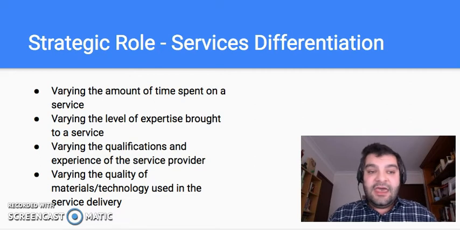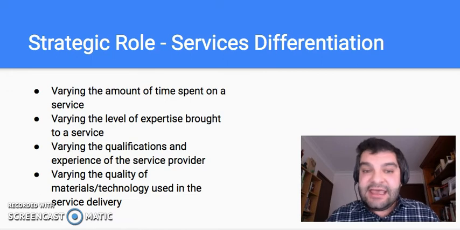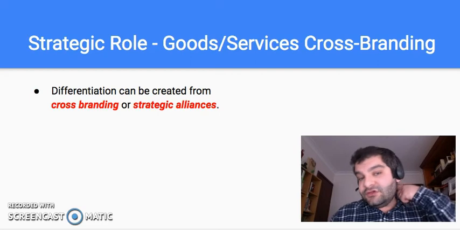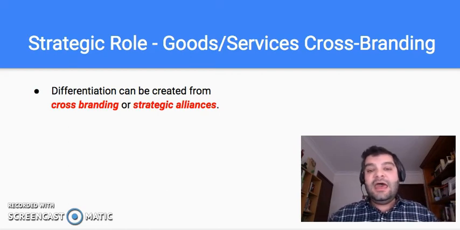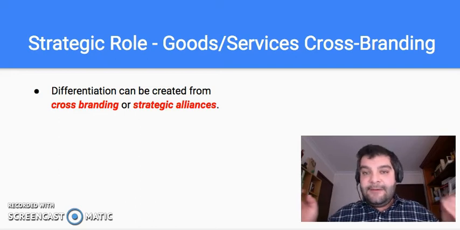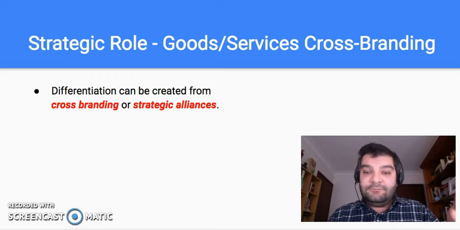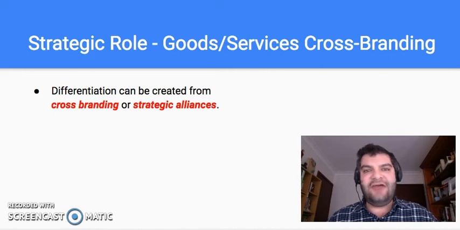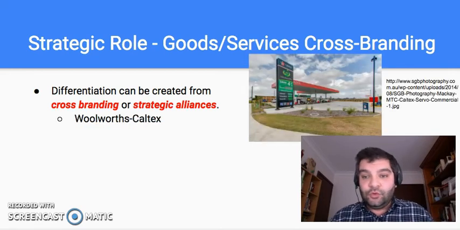And finally, another way that operations management is strategic is through cross-branding. Now, this can also be known as strategic alliances, and that's basically when two different businesses differentiate their goods and or services by working together. They're not actually changing the product, just changing how the customers, the consumers, get that product. An example would be Woolworths and Caltex.